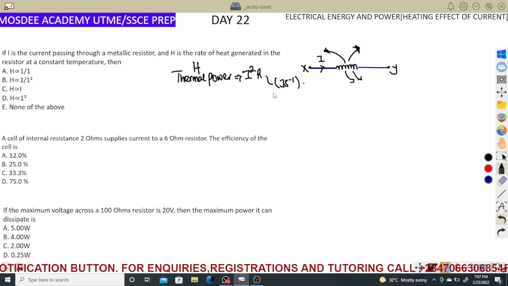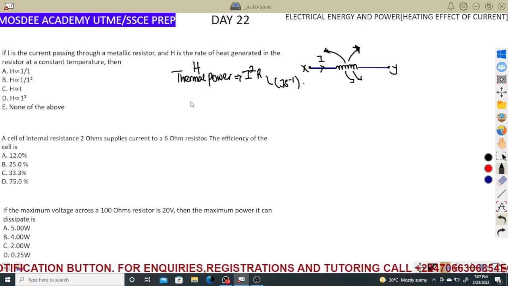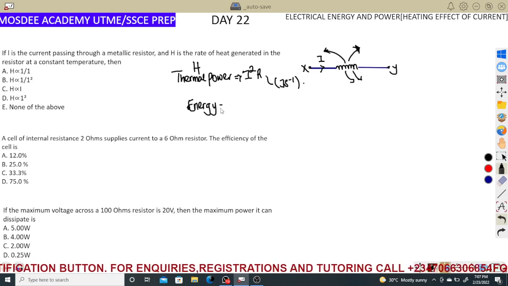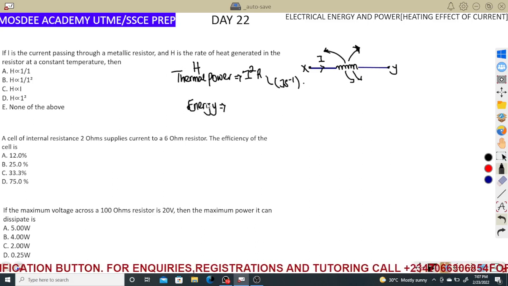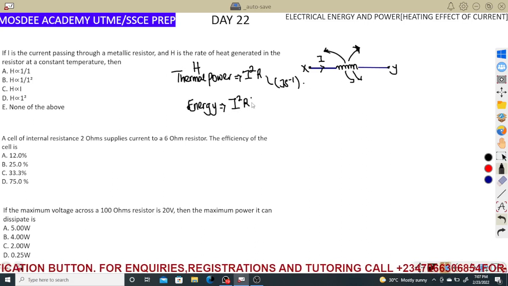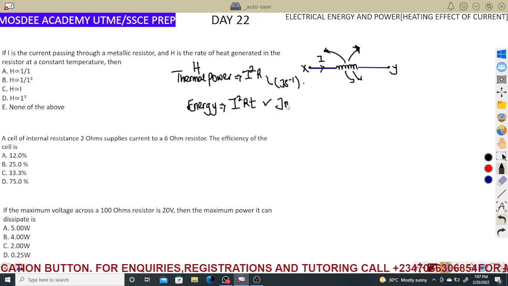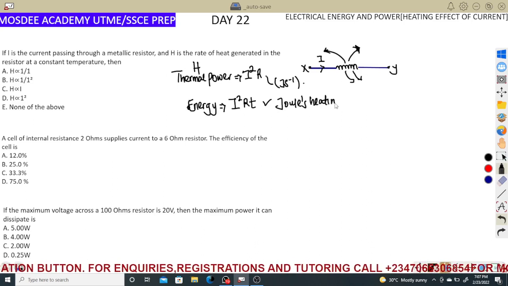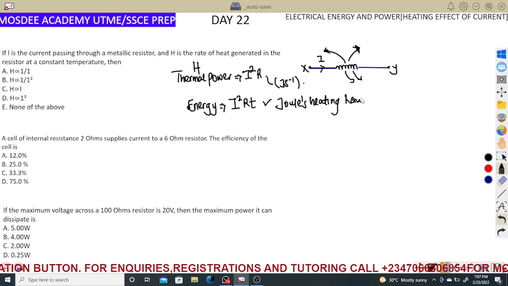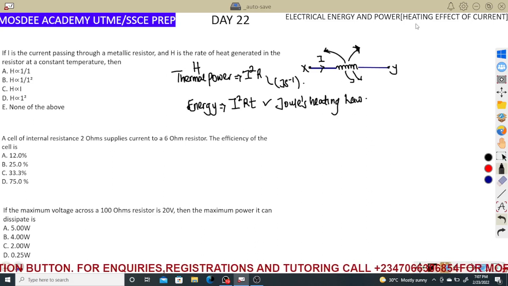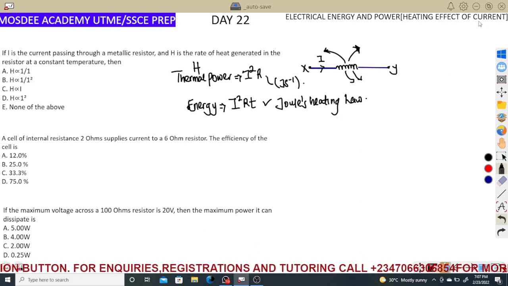Let that sink in. Most of the teachers will now ask, write this in form of energy. You need to understand, if it is in terms of energy, you know energy is power times time. So by that, this formula will now be equal to I squared RT, which is called Joule's heating effect, or Joule's heating law. So this is the law according to Joule's heating. That's even why we said this topic falls under the heating effect of current.